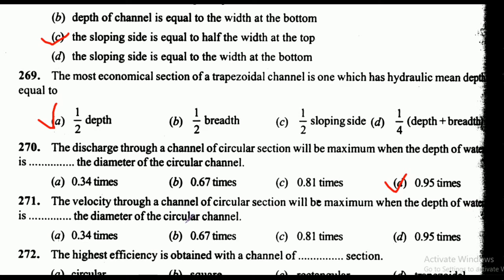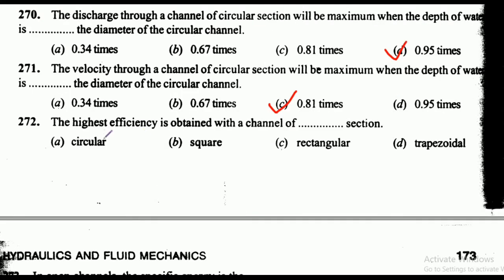Next is the velocity through a channel of circular section will be maximum when the depth of water is dash the diameter of the circular channel. Here friends, these are the options, and here correct answer is option C, that is 0.81 times. Okay, now friends, here next is question number 272. The highest efficiency is obtained with a channel of dash section. Here options are circular, square, rectangular, trapezoidal. So here friends, correct answer is option D, that is trapezoidal.